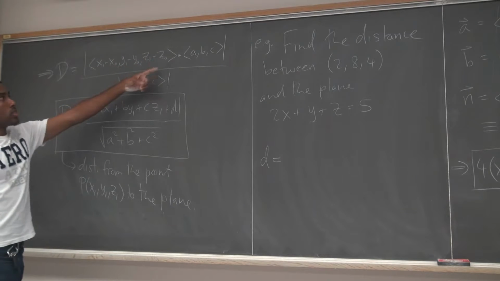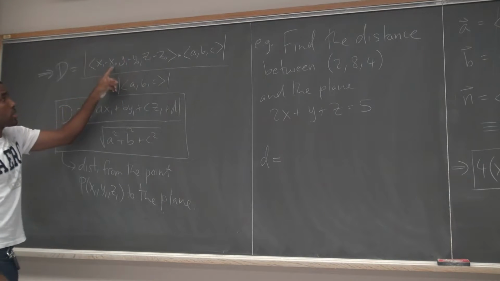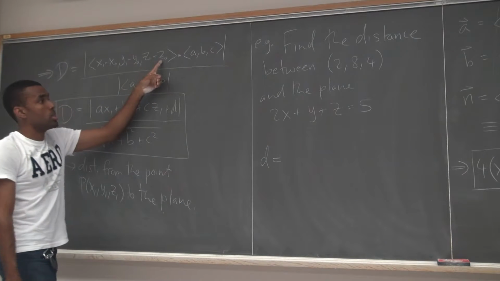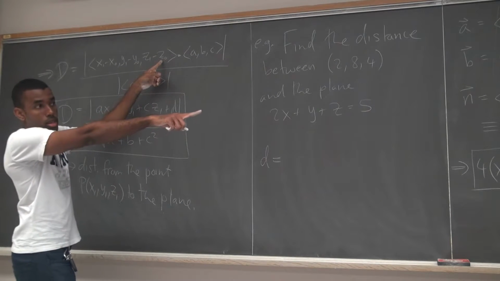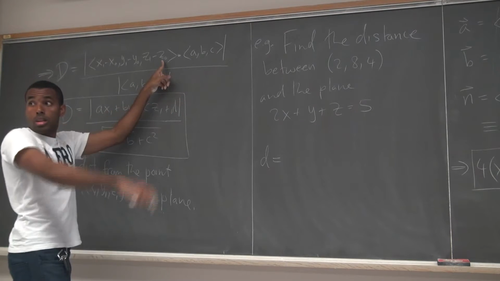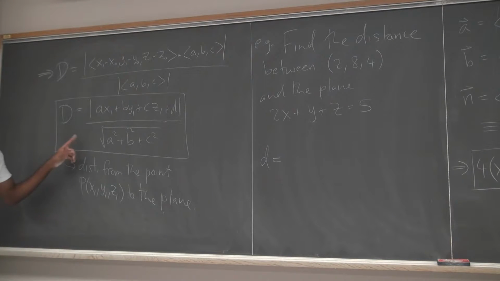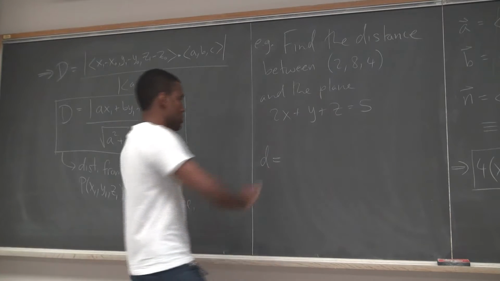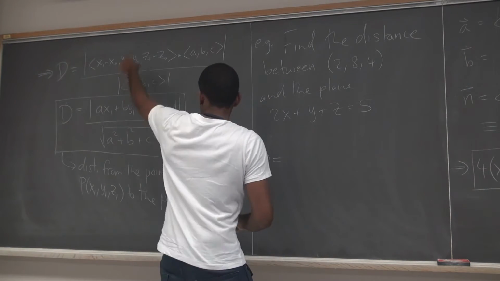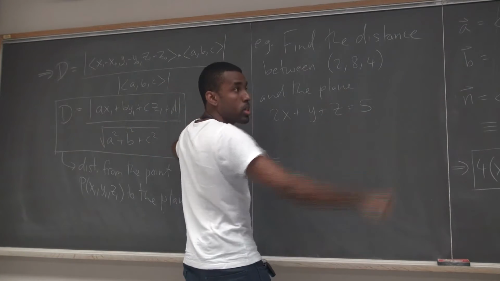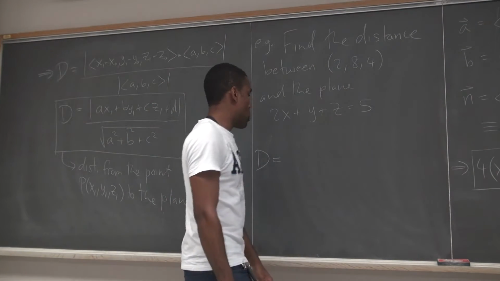If you expand this, you'll eventually get a times x naught plus b times y naught plus c times z naught, which we know lies on the plane, so it must equal minus d. And if you write out the formula, you'll see it. We did something similar to this in 10.3, right? The distance from a point to a line, remember, it was pretty much the exact same derivation. So if you actually multiply these out, you'll see that the d gets substituted because it's in the equation of a plane.